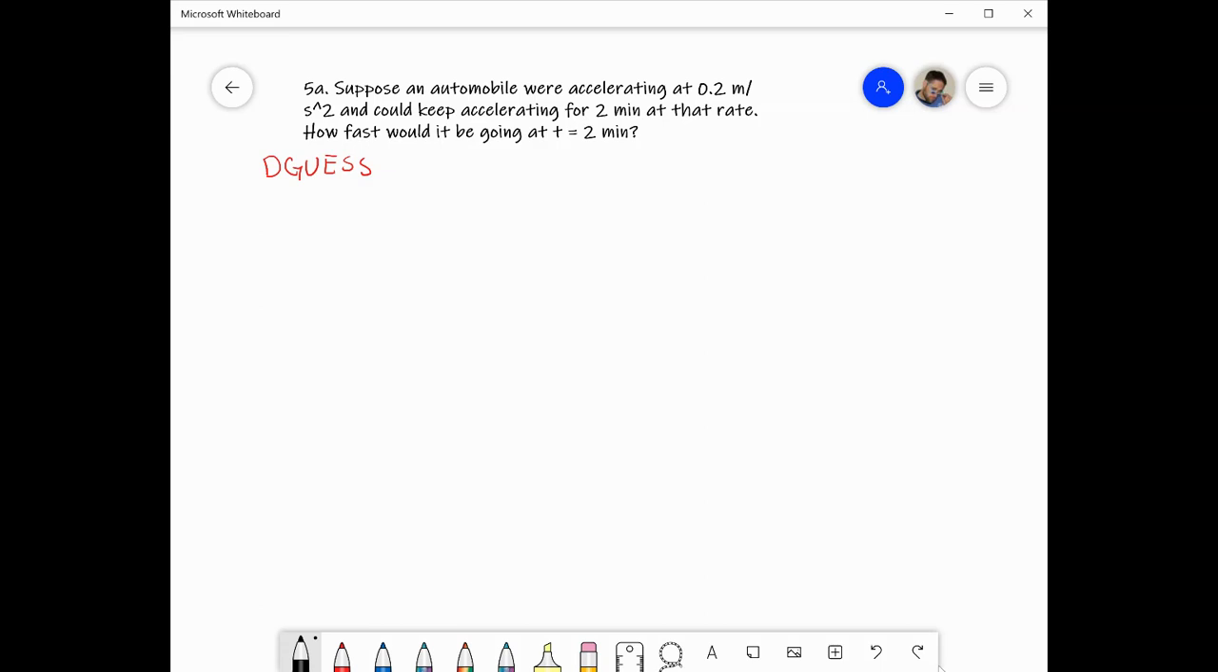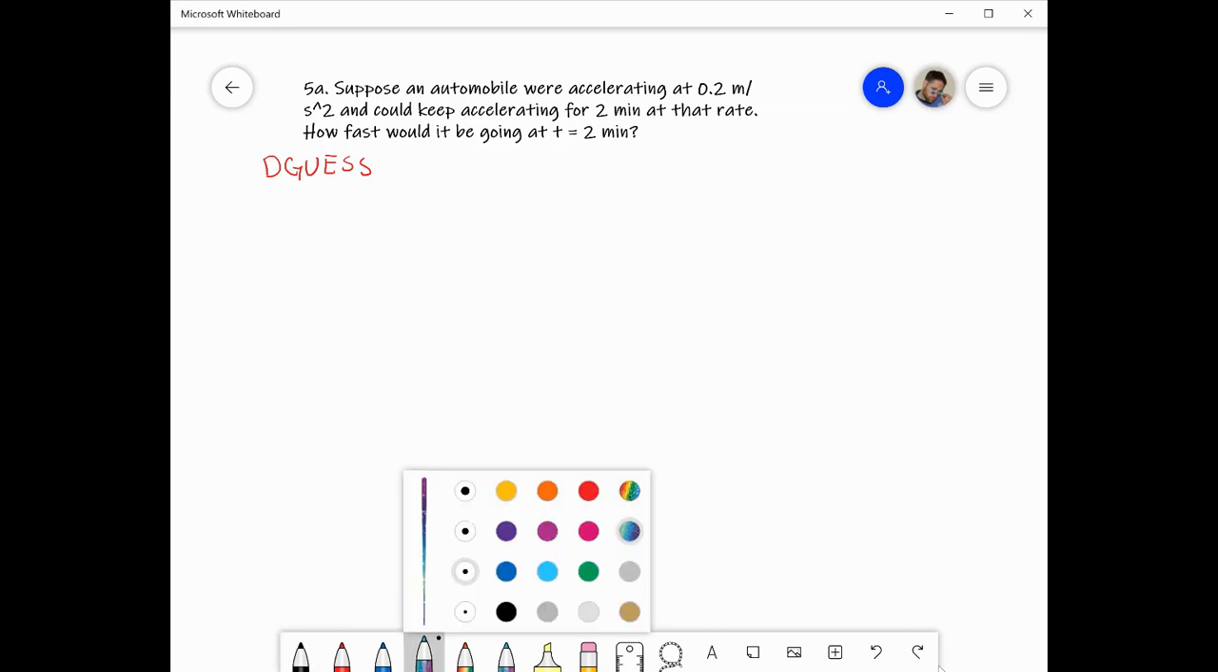It says, suppose that an automobile were accelerating at 0.2 meters per second squared and could keep accelerating for 2 minutes at that rate. How fast would it be going after those 2 minutes? All right, so there's a few things to know here. One is that we can annotate the problem if we want to, which can be super helpful. And two, we can just start right out and do our drawing. Either way, we could start by annotating, or we could start by drawing our picture. I'm going to start by underlining a few things just to make sure that we're all on the same page.